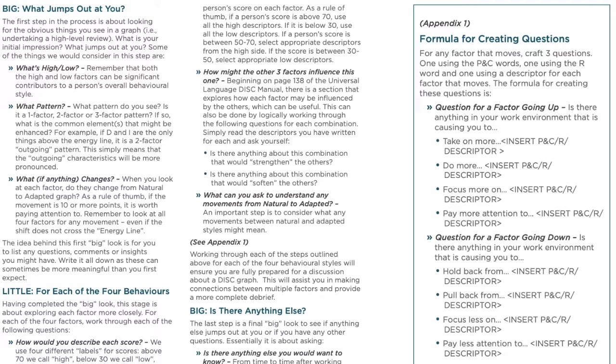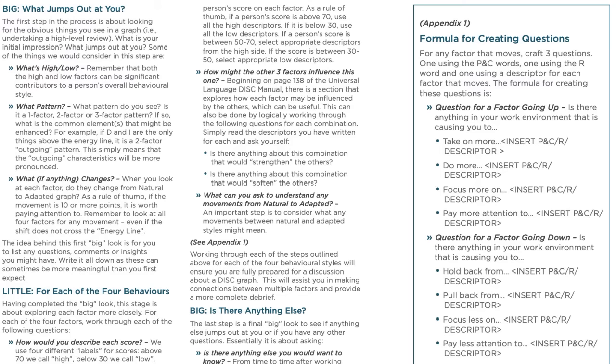First big, what jumps out at you? So what's high or low? And remember that it's the distance from the energy line that matters. So quite often something that is low may in fact be the predominant behavioural factor. And a lot of people miss this. They focus on what's above the line, what's above the energy line, and they're actually missing out on something really, really important. So what's high or low?